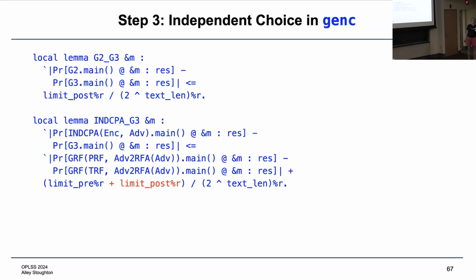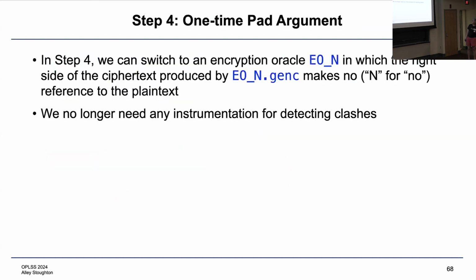So we're on to this G3 main. What do we want to do to that next? We want to do what's called a one-time pad step.